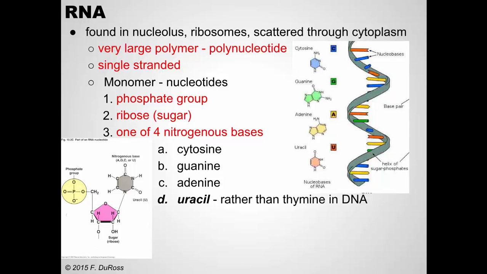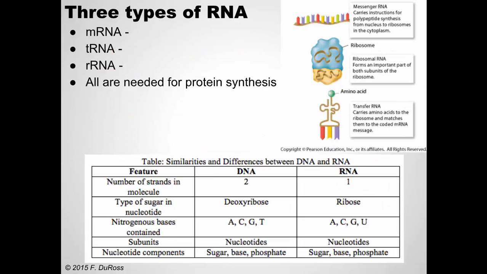So here you have a model of an RNA molecule. Again, it has just a single strand of sugars and phosphates, and then it has the bases on the inside. So RNA is a small molecule. It can get out of the nucleus.